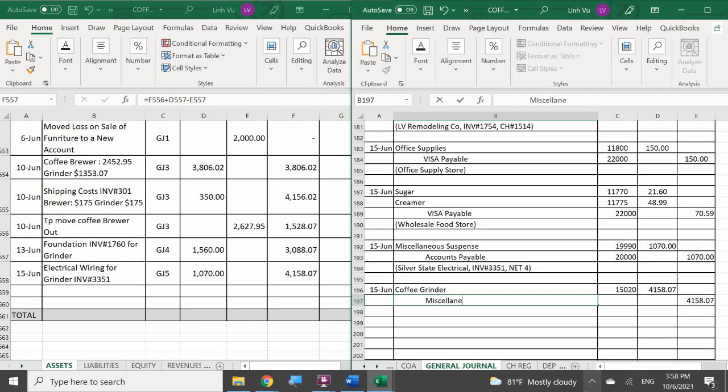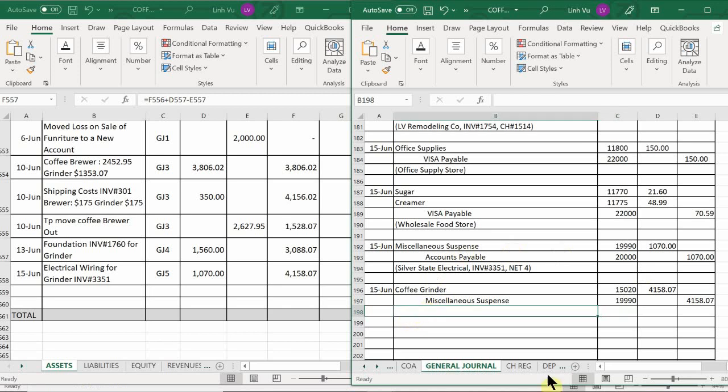Suspense. Let me see. For the 4,158.07. Okay. Good. So we write that we move the miscellaneous to the coffee grinder. Correct. Move coffee grinder out from miscellaneous suspense account.